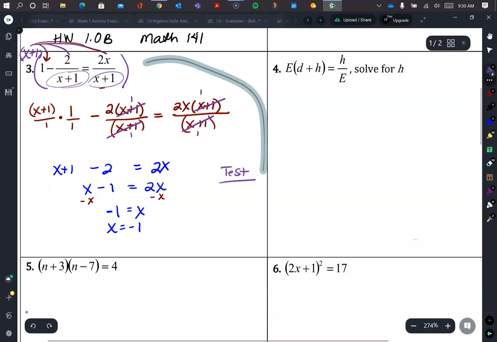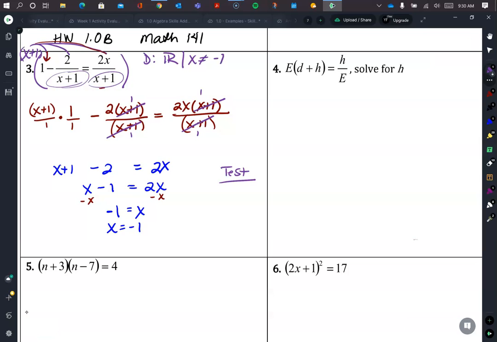So you could have set your domain ahead of time. Domain is all real numbers such that x is not equal to negative 1, because that will be when it goes to 0. And we'll review domain and range in section 1.1 and 1.2, I believe. So if that's something that you're not familiar with or just haven't had in a while, I do go over that. So this one, what happens is I would have the -1 plus 1 would equal 0, and then it would make it undefined.